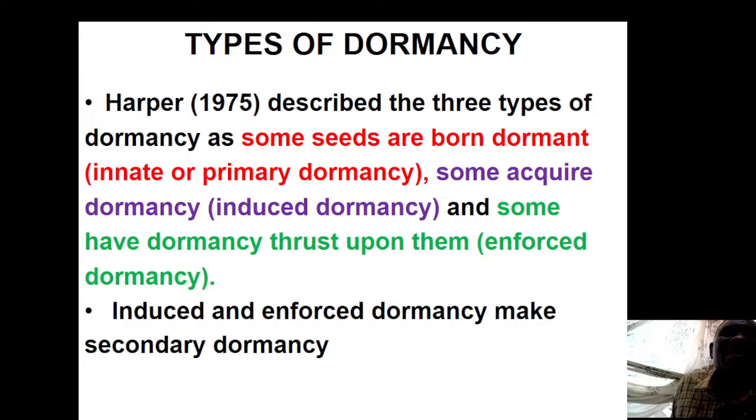So there is innate dormancy, there is induced dormancy, the one which is acquired, and there is the one which is forced, that is enforced dormancy, the one which is thrust upon seeds. So induced and enforced dormancy constitute what is known as secondary dormancy.